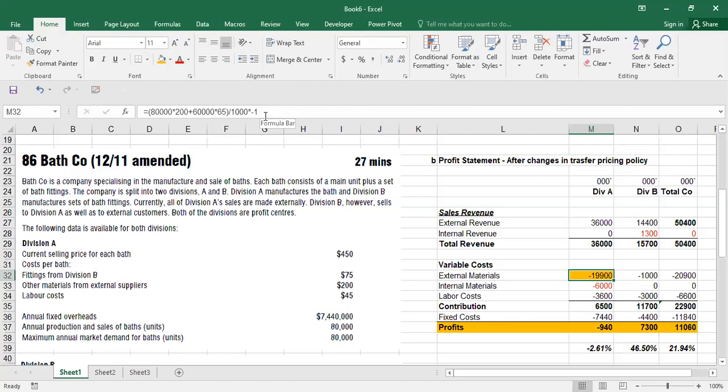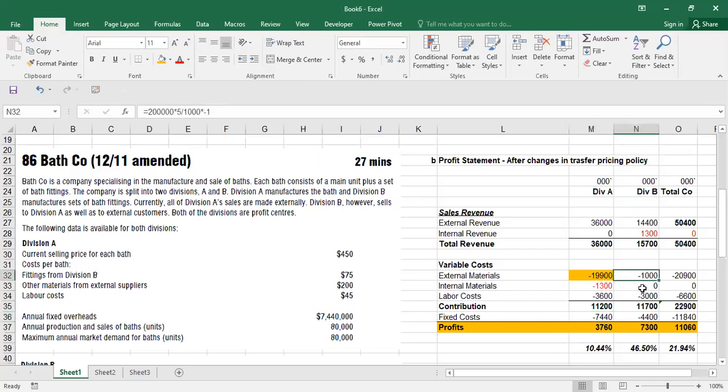Now external material cost will increase because fittings they will also buy from outside. Before they were only buying this 200 from outside. Now fittings are also coming from outside. And internal cost will be this one. The same, they will buy 20,000 fittings at a price of 65 times -1 and divided by 1,000. That gives 1,300. And labor cost will remain the same as it was before. Contribution was like this. This will remain the same. So no other changes. You only have to make the change in the external part.